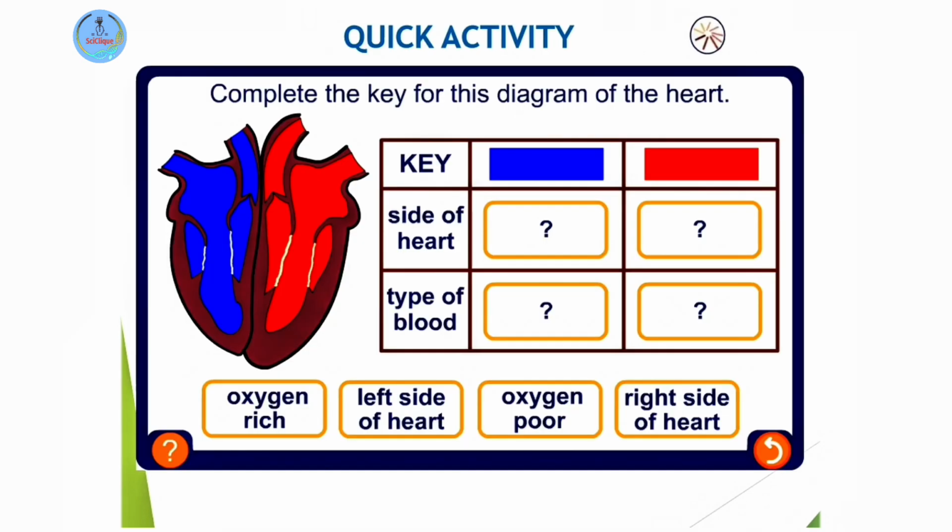Now I have a very quick activity for you just to refresh ourselves and also to ensure that you have understood what we have discussed so far.